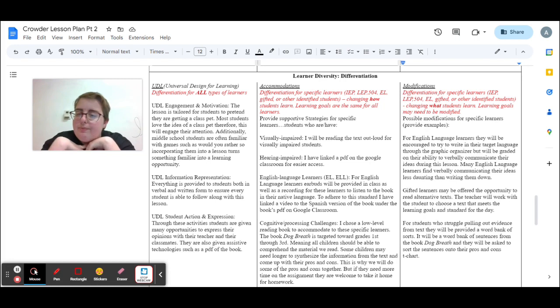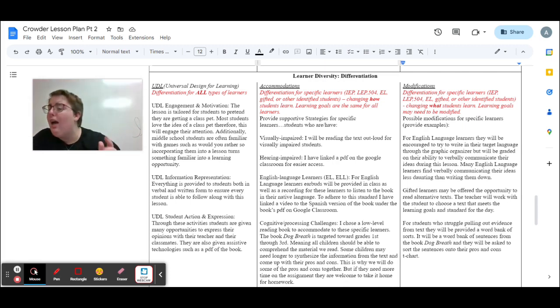For engagement and motivation, I put that the lesson is tailored for students to pretend they are getting a class pet. When I introduce this lesson, I'm going to really hype it up. I'm going to say, guys, I think we should get a class pet. They're going to get so excited. They'll say, Miss Abby, we want a bearded dragon. Miss Abby, what is it? Is that a hamster? Are you bringing your hamster? And I'll say no, I've picked out one, it's a dog.